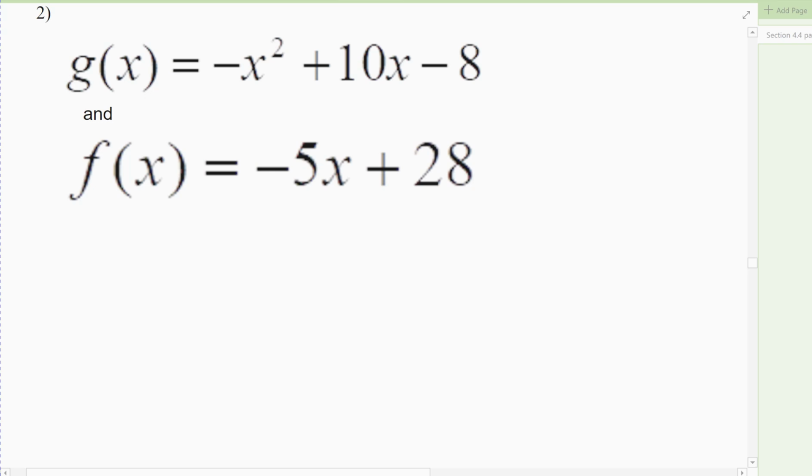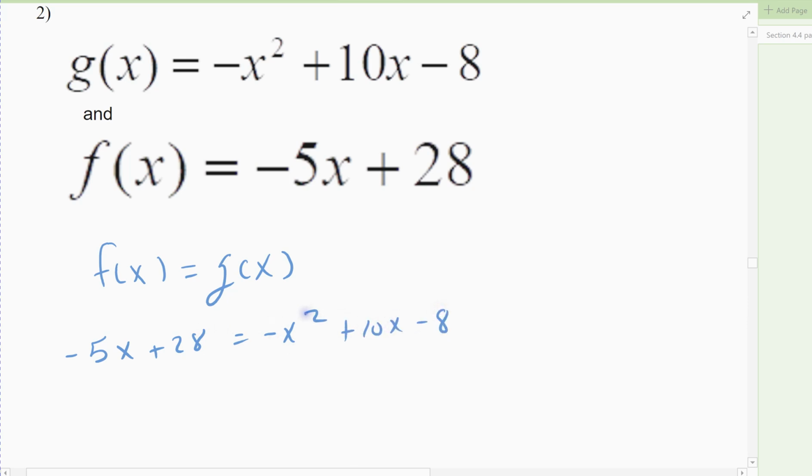All right, so with algebra, the first step is to find where my functions are equal to each other, right? Because it's completely enclosed, the endpoints are where they intersect. So my f of x is negative 5x plus 28. My g of x is negative x squared plus 10x minus 8. Now, I know I'm going to solve this by factoring.